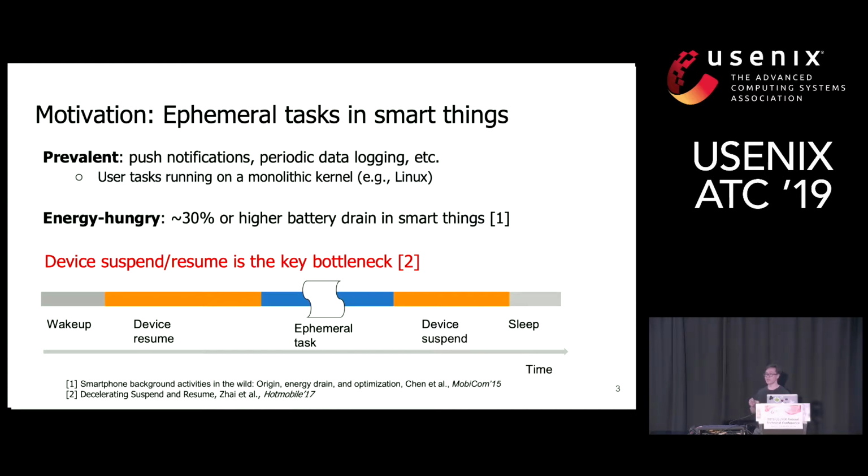However, these ephemeral tasks are energy hungry, as shown by prior study. They consume 30% or even more of the energy in these smart things. We find that device suspend resume is the key bottleneck.